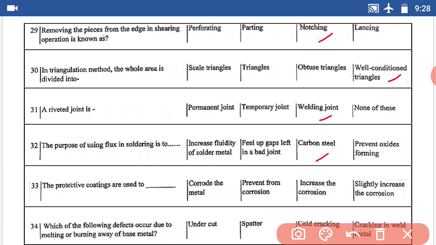Question number 33. Protective coatings are used to dash. This question's answer: prevent corrosion. Option B is the correct answer. Prevent corrosion. Question number 34.